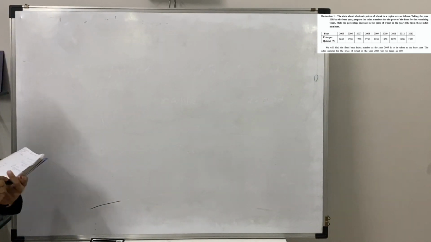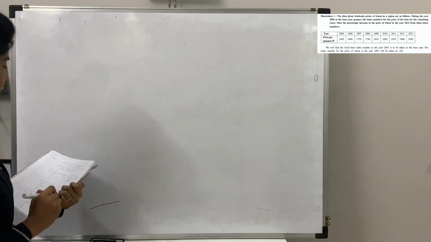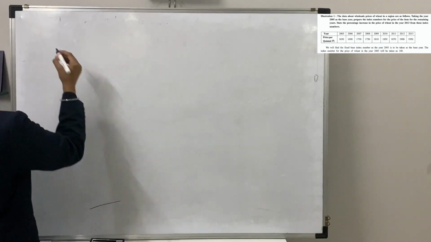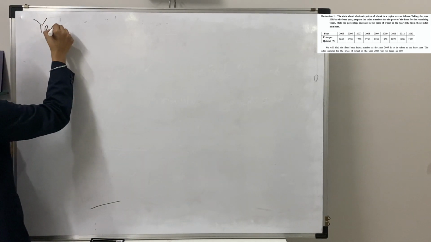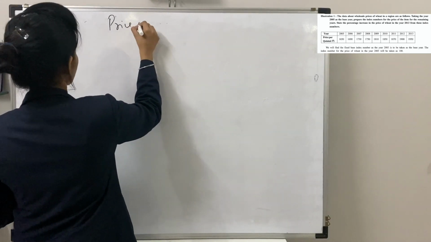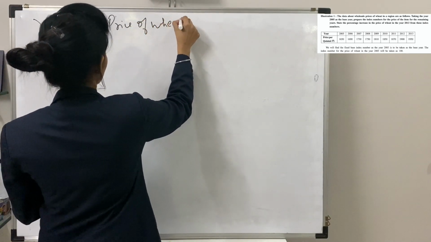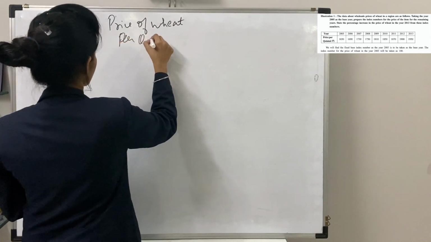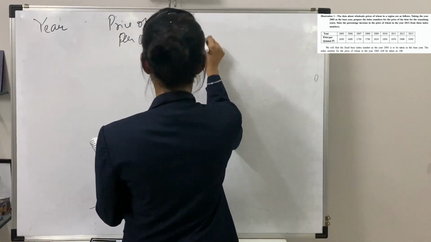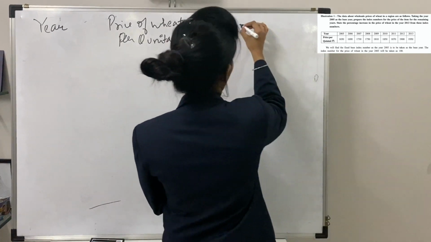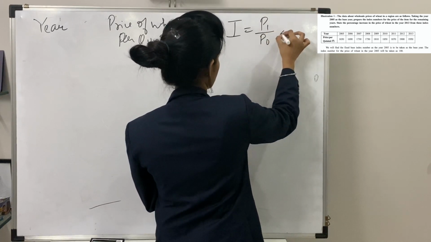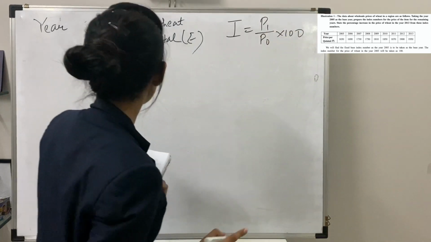Now, check out your question. You are given the year column and price of wheat per quintal. Now, for the solution, we'll prepare 3 columns. First is your year. Next column will be price of wheat per quintal. We are given the values in rupees. The next column will be index, which is equal to P1 upon P0 into 100. So basically 3 columns.